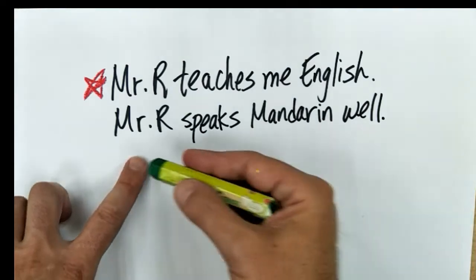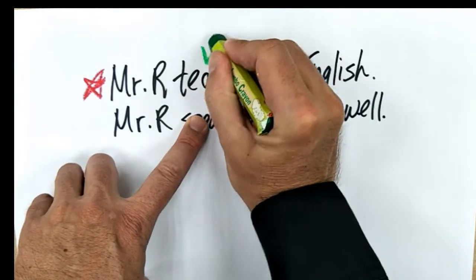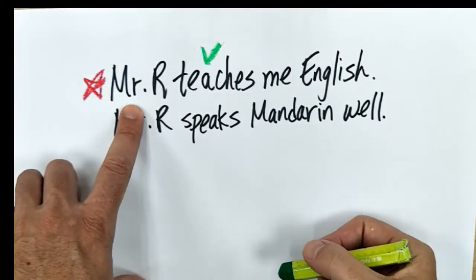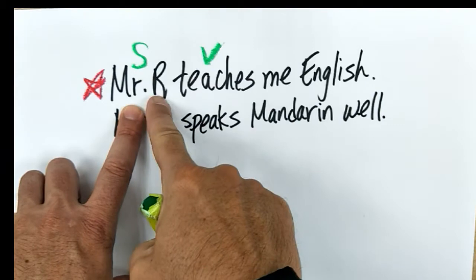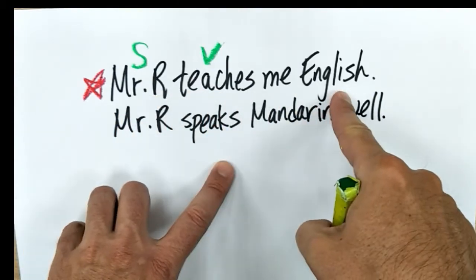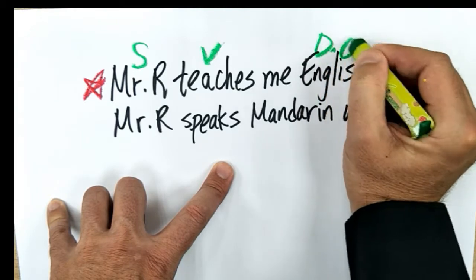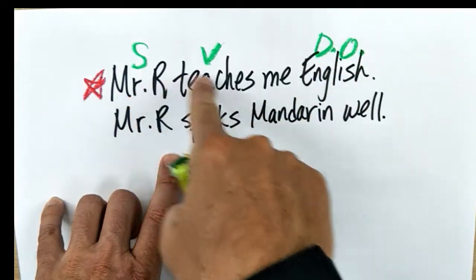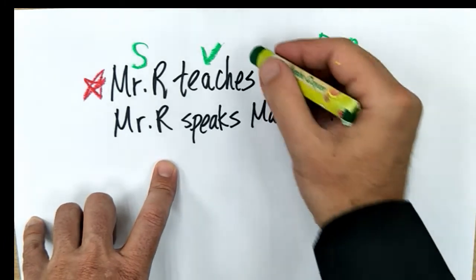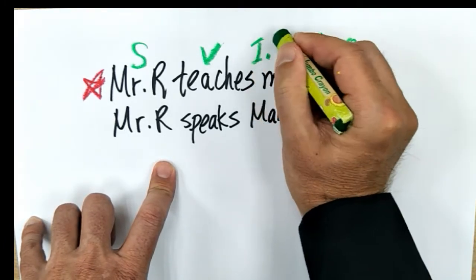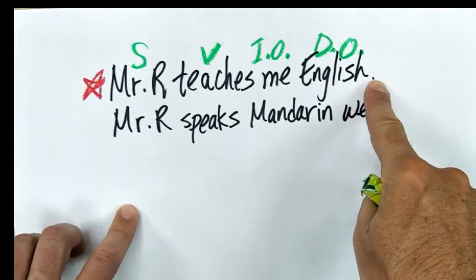All right, so let's review. The verb, teaches. Who teaches? Mr. R teaches. There's the subject. Mr. R teaches what? Teaches English. That's the direct object. Mr. R teaches English to whom? Me. That's the indirect object. So this is going to be our main sentence.